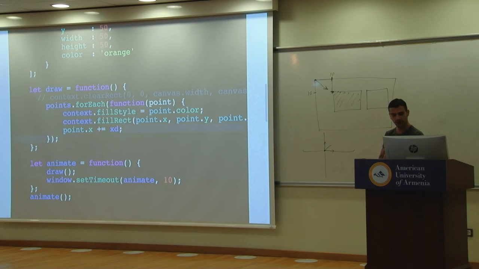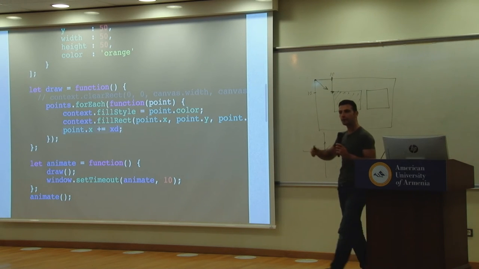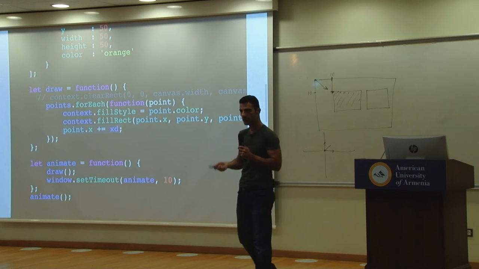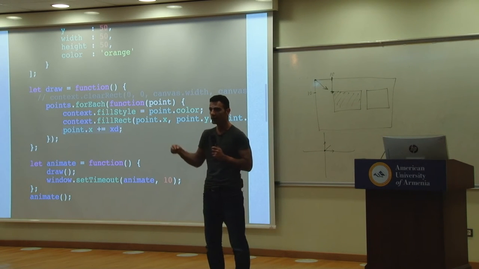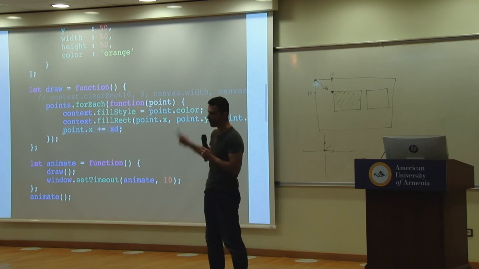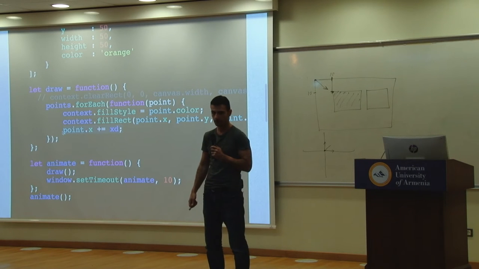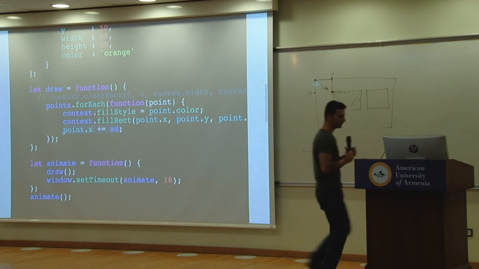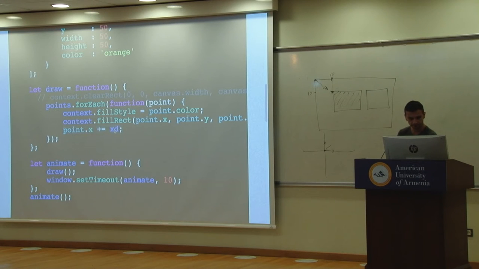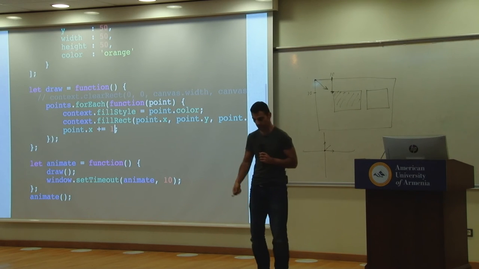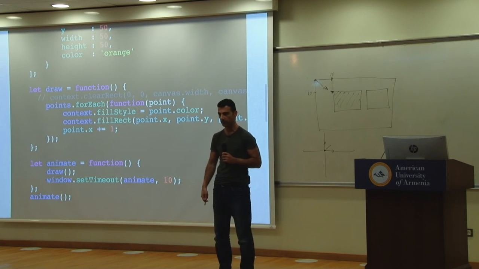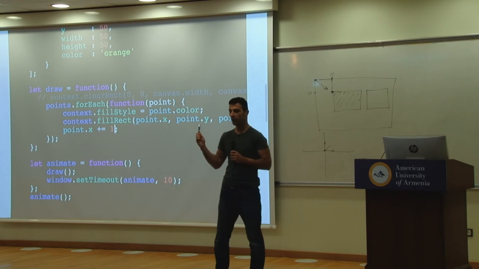But have a look at this here. After drawing every point, every time it draws a point, it changes the x for that point by whatever xd is, which is 1. Fine. Good? So you draw it, you move it by 1. You draw it, you move it by 1. You draw it, you move it by 1. With me so far.